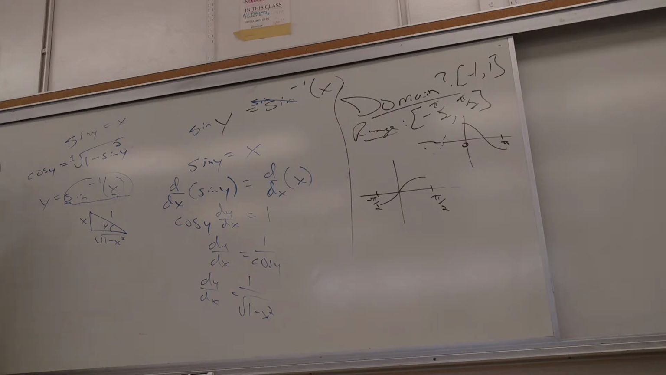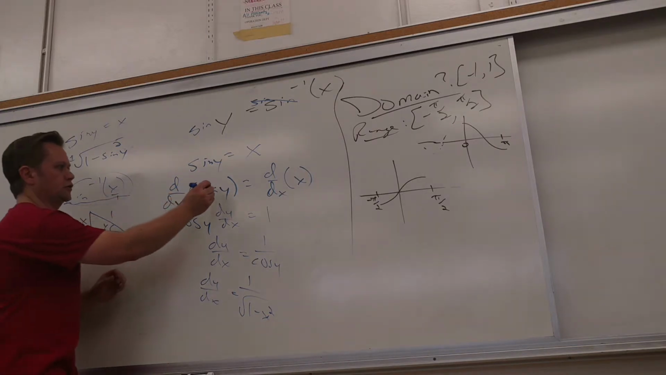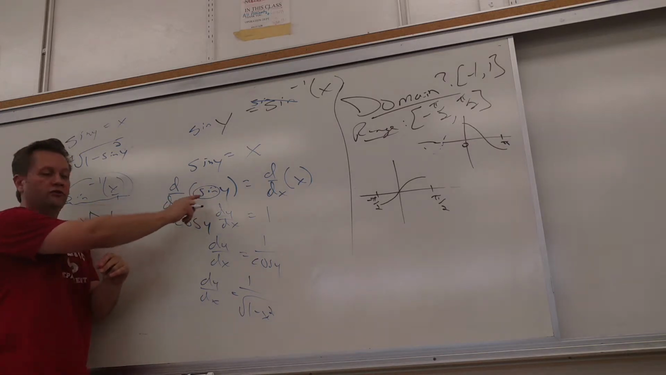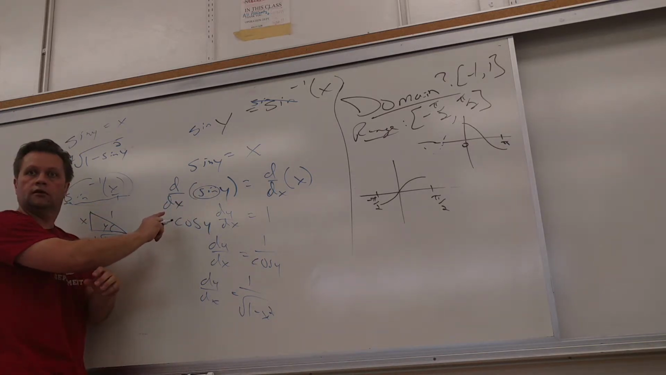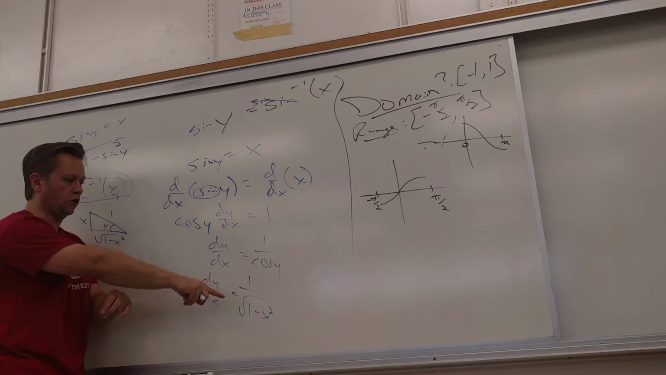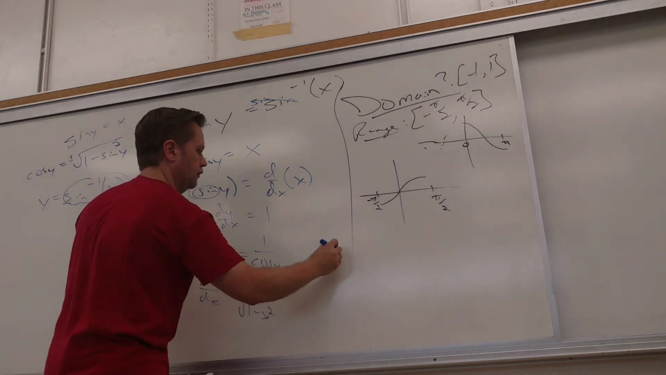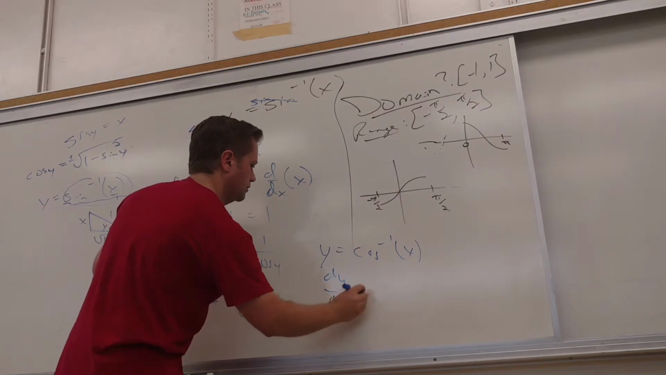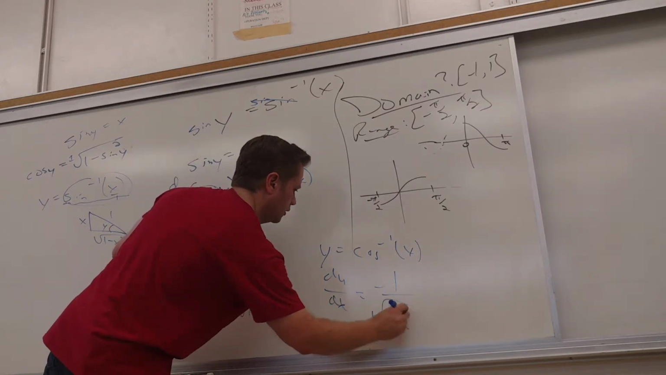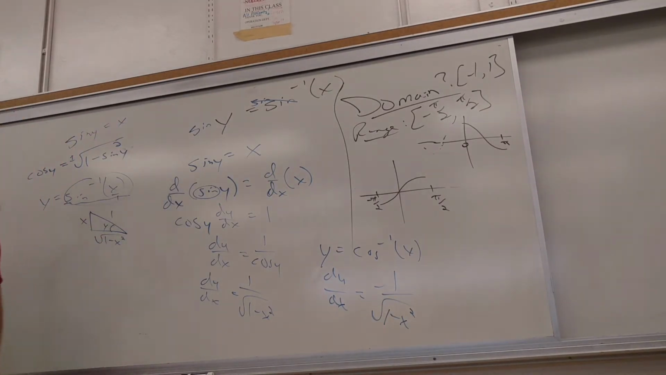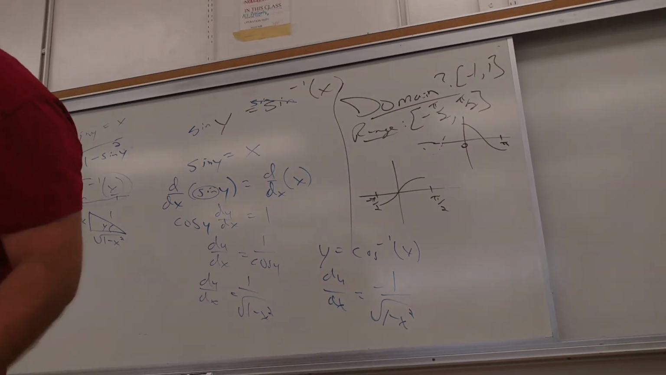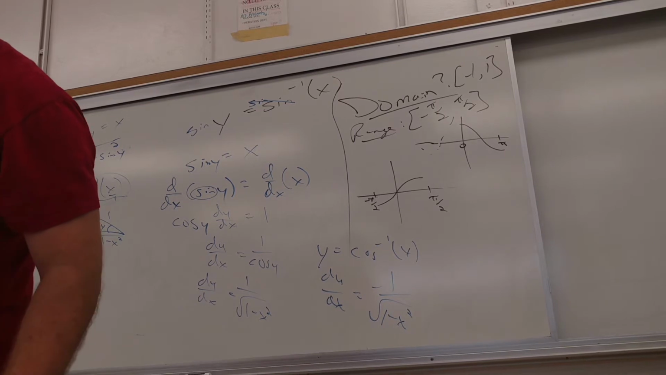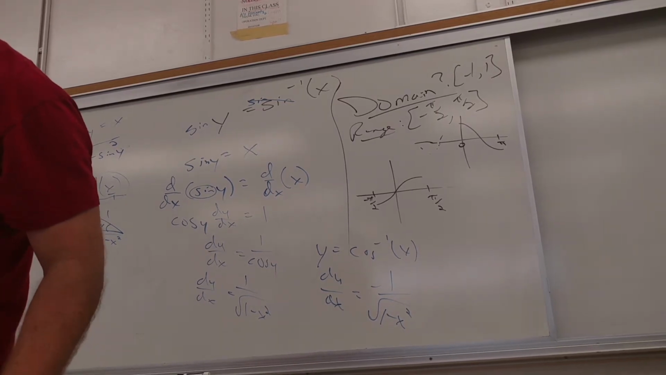And then inverse cosine would be the same thing, except what would happen right here if there was a cosine instead? The derivative would have been negative sine. So the derivative of inverse cosine is negative 1 over the square root of 1 minus x squared. And I think they collect these at the bottom of page 214.